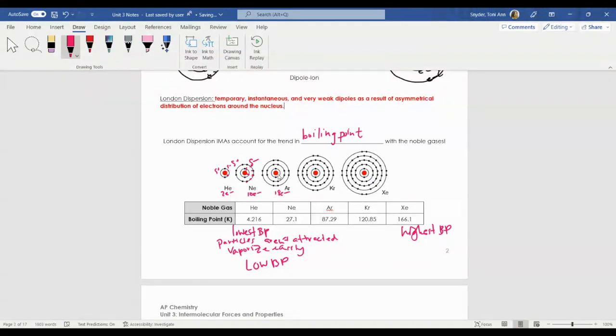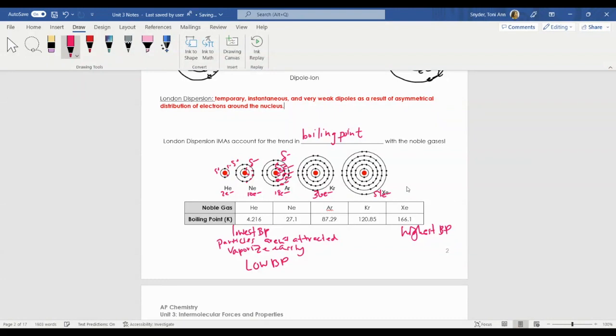Argon has 18. Same thing, if all 18 of these electrons happen to be on this side of this atom, we create a little bit stronger than neon polar atom for just a split second in time. Granted, this only happens for an instant, hence that word instantaneous and temporary. As soon as this happens, it doesn't happen anymore. Krypton's got 36 electrons and xenon has 54.